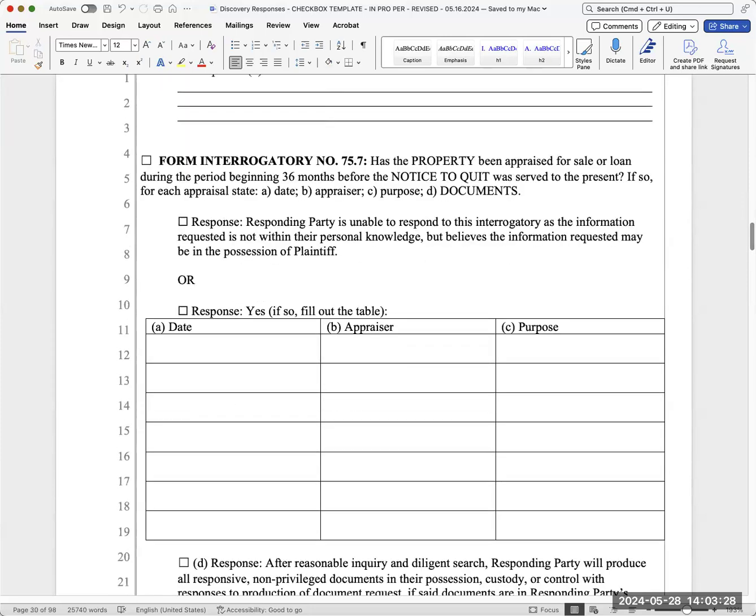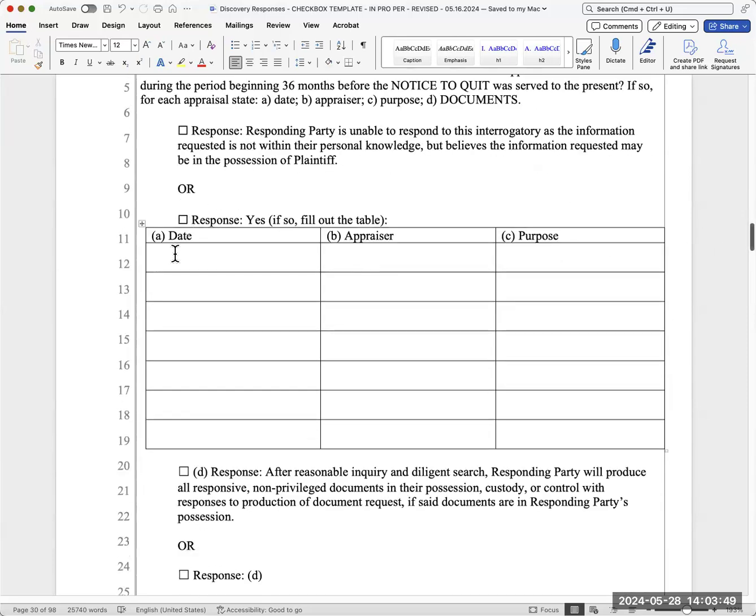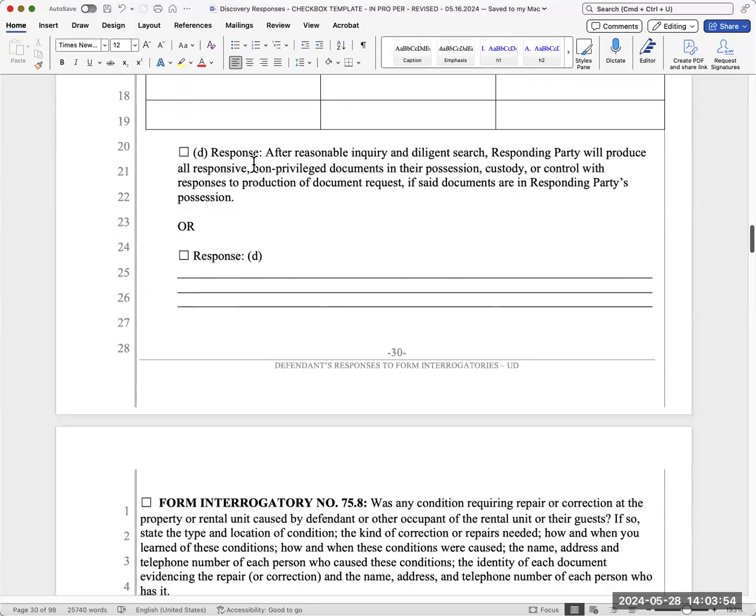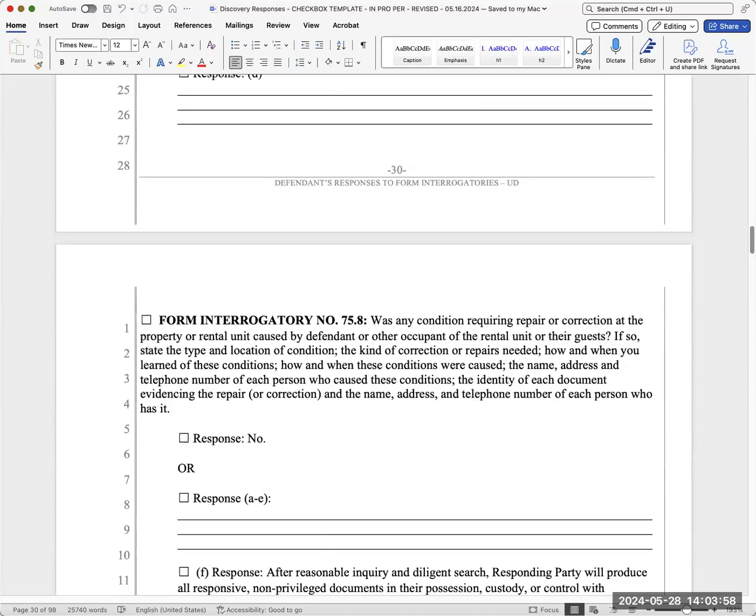75.7. Has the property been appraised for sale or loan during the period of 36 months or 3 years before the notice to quit was served to the present? If so, for each appraisal, state the date, appraiser, purpose of documents, etc. Right? This, again, if you don't know, but the plaintiff may know the answer, you check here. If you do know, you put the date, the appraiser, purpose here. If you have documentation, check here. Otherwise, here, write out your explanation.